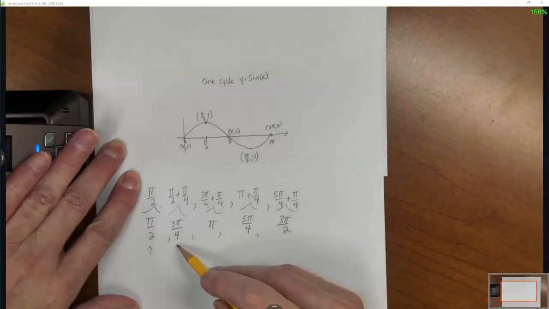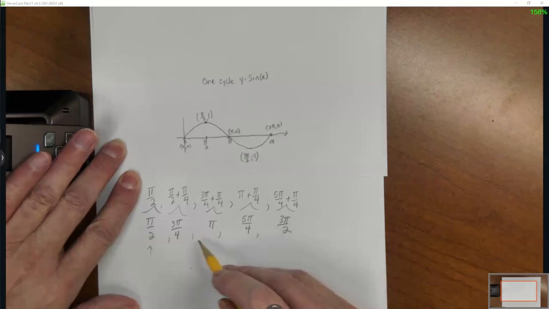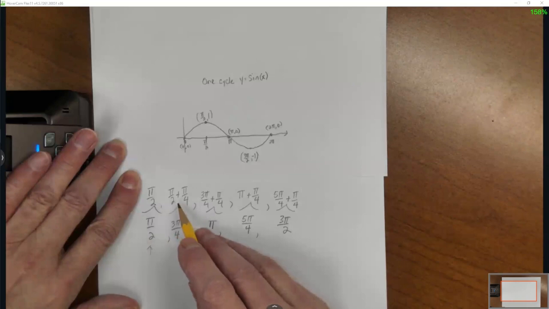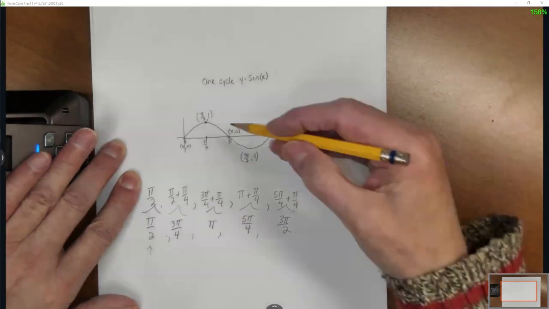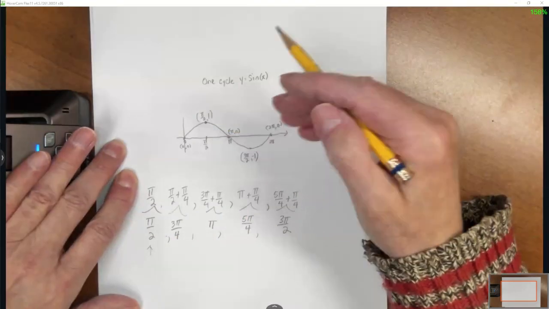And then the next key point is at 3 pi over 4. And remember, we're counting by pi over 4. We added pi over 4 to each subsequent x value to get the next to complete a cycle. So these are our x values. Now, what happened to our y values?